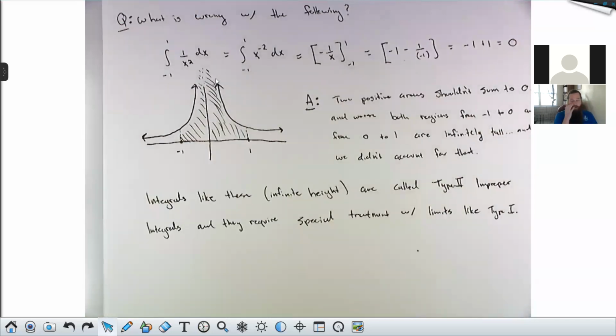The problem here isn't that you can't build in a delta x, right? Delta x can be defined reasonably for this. The problem here is that f of 0 itself is undefined, right? This function blows up at 0. 1 over 0 squared does not exist.